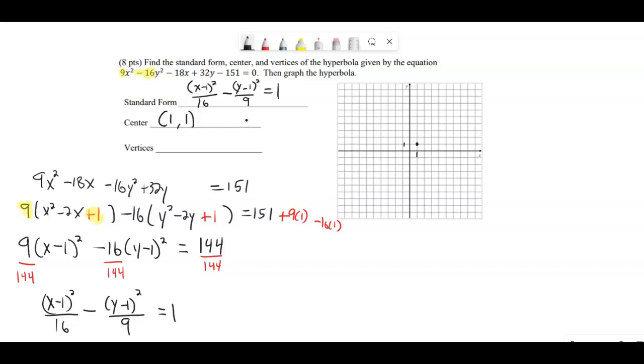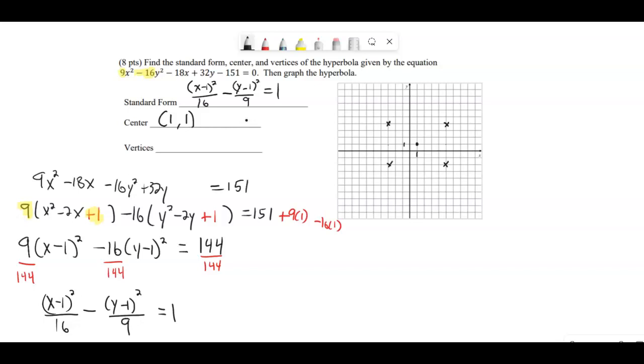Now, underneath the x is a 16. That's 4 squared. So this needs to go right 4 and left 4. Underneath the y squared is a 9, so that's up 3 and down 3. So if we go right 4 and up 3, I'm going to put an x, and right 4 and down 3, left 4 and up 3, left 4 and down 3.